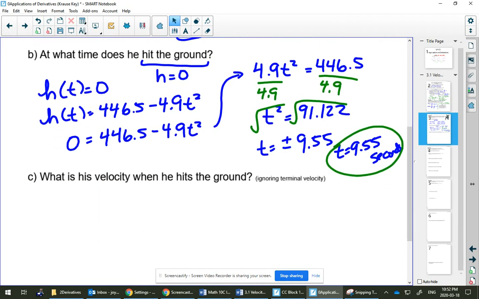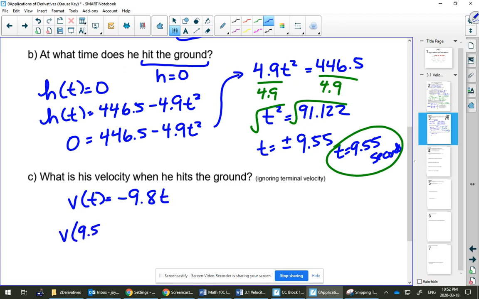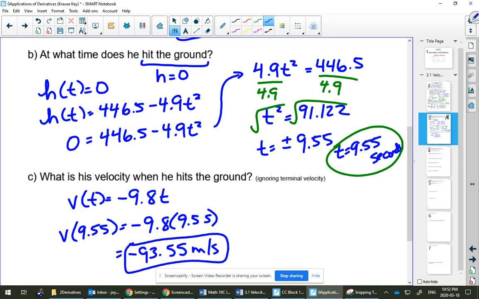The next question asks then, what is his velocity when he hits the ground? Now again, with your physics people, we want to ignore terminal velocity right now. We're just thinking theoretically. What is his velocity when he hits the ground? So this time we're looking at velocity, so that means we're using the derivative. So v of t is negative 9.8 t. So we plug in the 9.55 seconds when he hits the ground. And negative 9.8 times 9.55 seconds is negative 93.55 meters per second. Not so good for Super Dave.